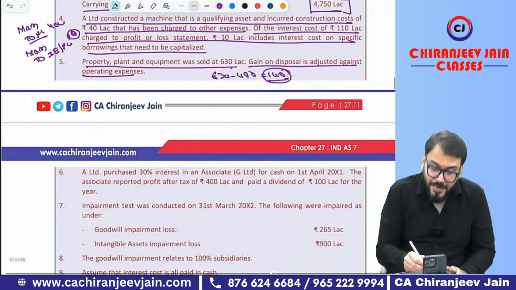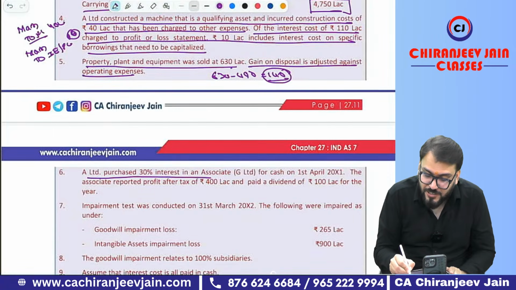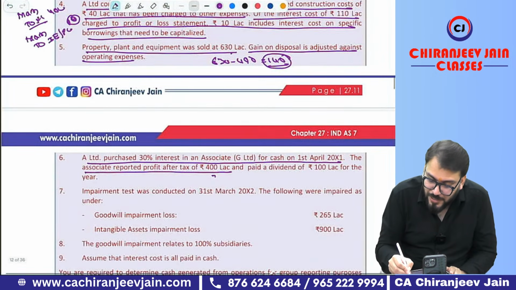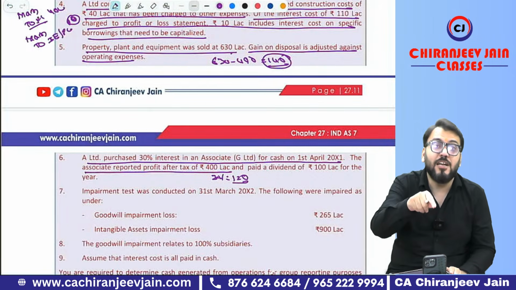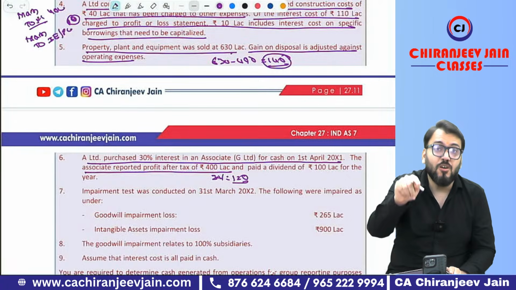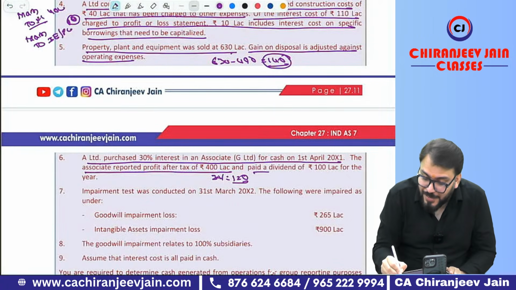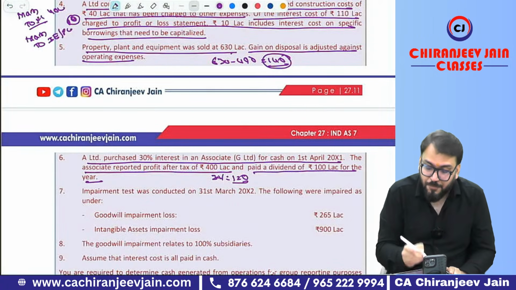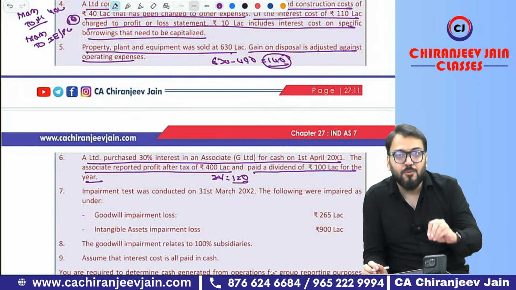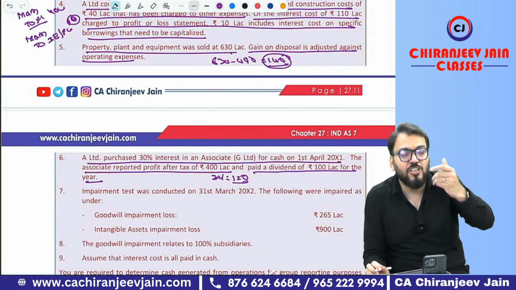Non-operating item. A Limited purchased 30% interest in associate for cash on 1st April 2001. The associate reported profit after tax 400 lakh. So 400 lakh into 30%, how much? 120. And you can see 120 is already included in SOPL. 120 is already included in SOPL, and associate paid dividend of 100 lakh for the year. My question to you all, for share of profit, what journal entry will you do? Investment account debit to share of profit, and share of profit is transferred to PL.